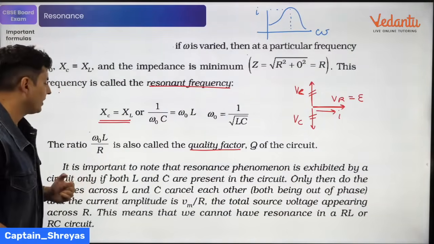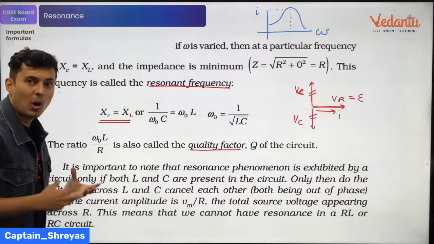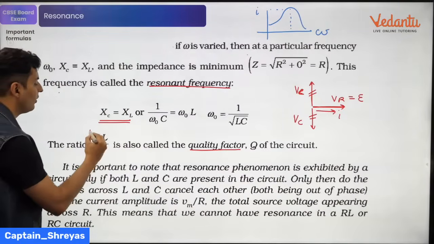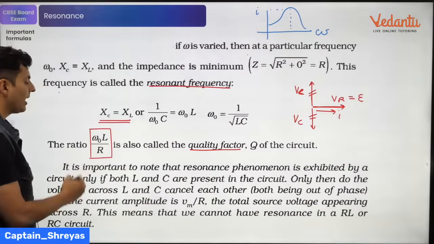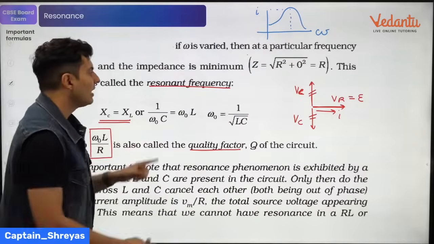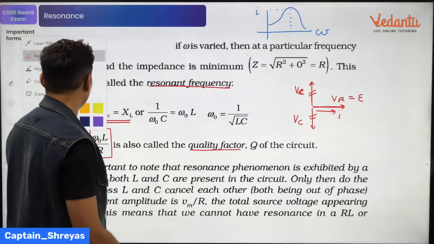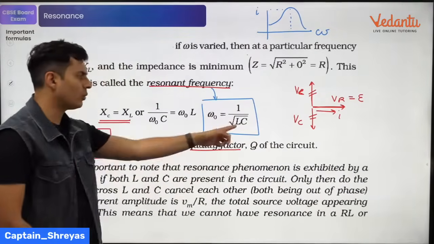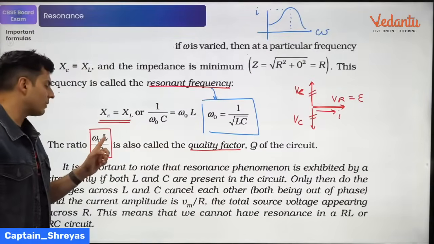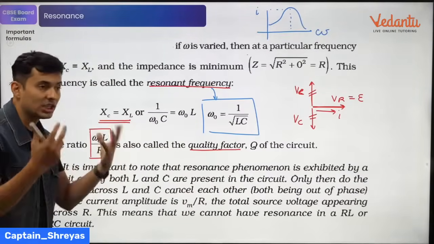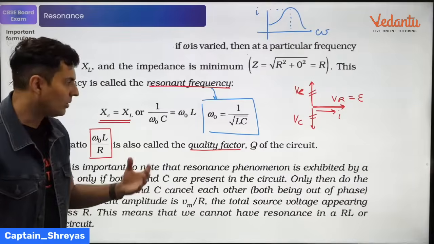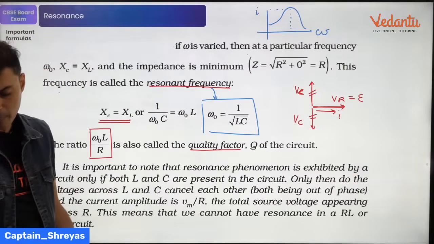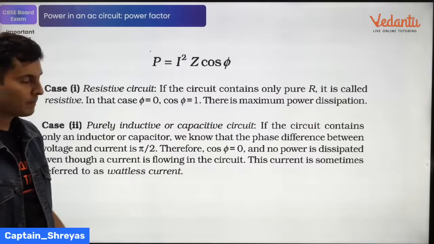So quality factor is basically the sharpness of that current versus omega graph, and that formula is omega naught L by R. Omega naught is basically the resonant frequency, which is 1 by root LC, standard formula. This is your resonant frequency, 1 by root LC. So that resonant frequency into L by R gives me the sharpness of that curve, which is also called the quality factor. Keep this in mind. Is that okay? Cool. Excellent.